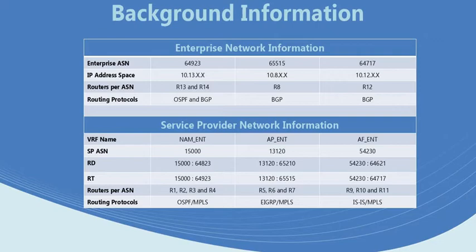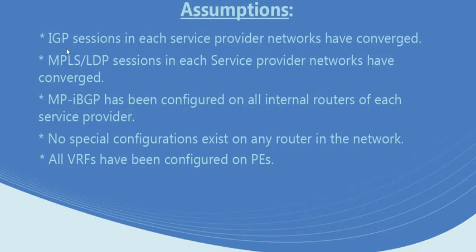The assumptions here are that the IGP sessions in each service provider network have converged, that is, all IPs within each of those clouds that you see are able to reach any part of the network internally. Also, the MPLS LDP sessions in each of the service provider networks have converged as well, which means you would see those things already existing.